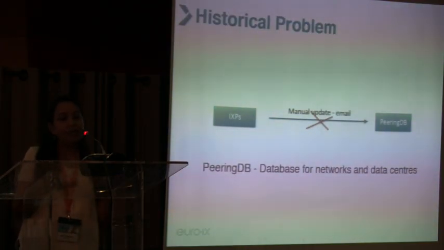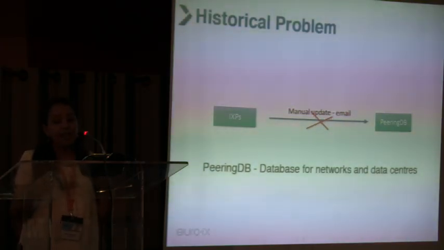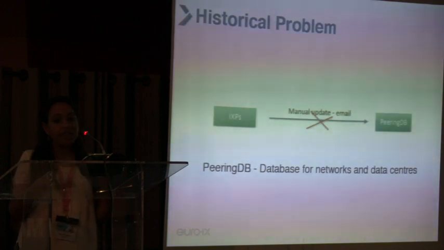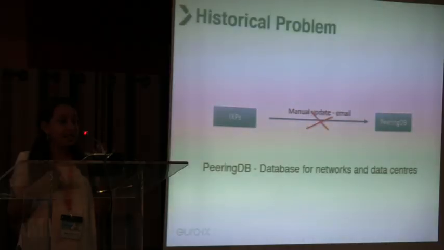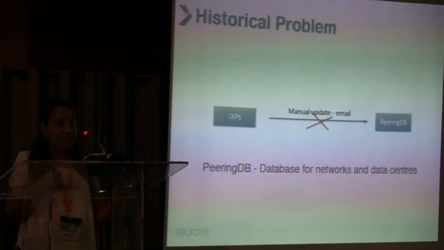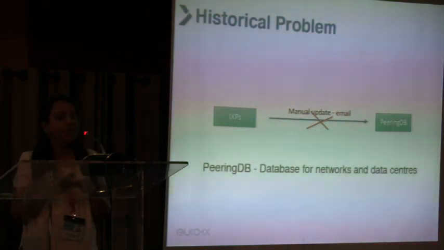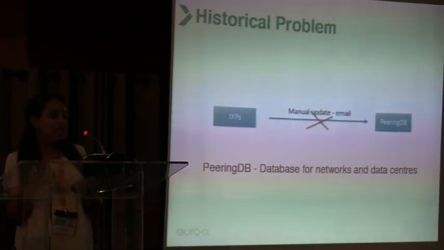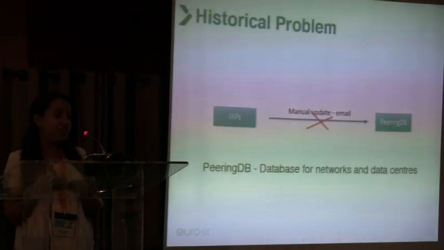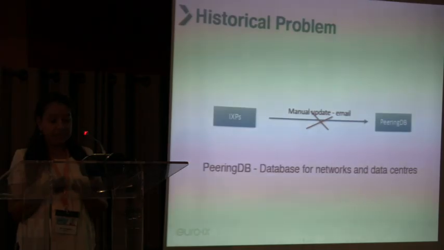So the historical problem, and it's not just historical, it's present as well, is that PeeringDB is a database for networks and for data centers. An IXP cannot update its data in PeeringDB. It actually has to send an email to the administrators, and they then have to, when they have the time, and some IXPs will have experienced this, it can take weeks and months for the data from the IXP to actually be updated in PeeringDB. So obviously that's a problem for IXPs.